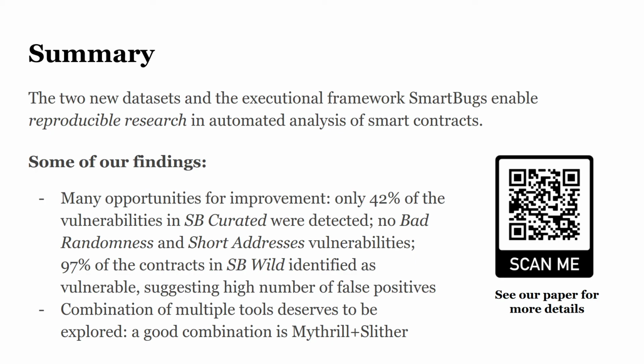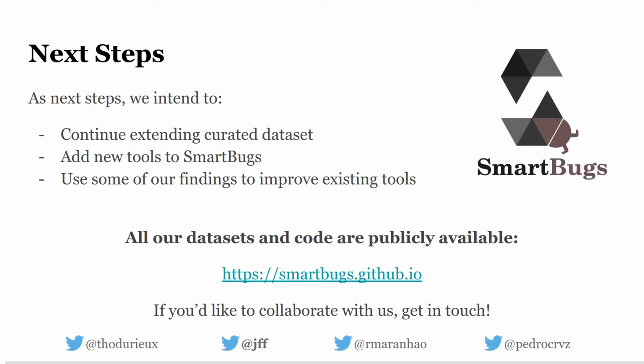In summary, we have created 2 new datasets and an execution framework called SmartBugs that enable reproducible research in automated analysis of smart contracts. We use them for a large empirical review, and we found that there are many opportunities for improvement. We also found that the combination of certain tools might give better results. As next steps, we intend to continue extending our curated dataset, add new tools to SmartBugs, and use some of our findings to improve existing tools.